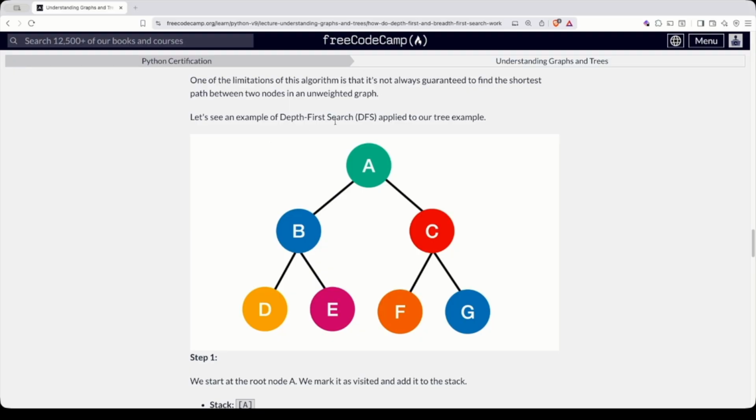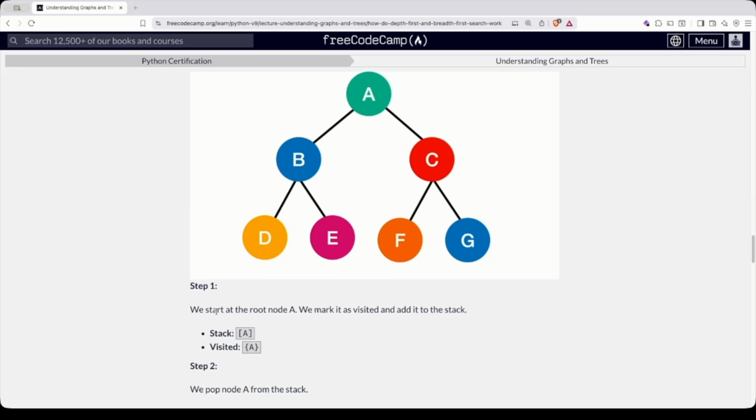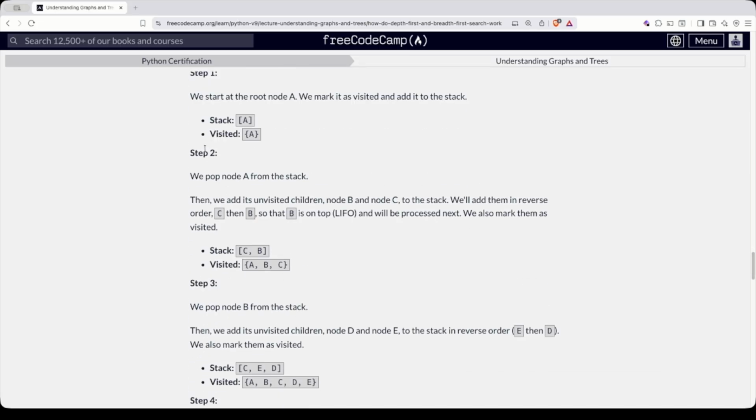Let's see how this depth first search will apply to our tree example. So step one, at the start of A, we're at node A, we mark it as visited and add it to the stack. Step 2, we pop A from the stack, then we add its unvisited children, B and C, to the stack. We'll add them in reverse order, C then B, so that B is on top, LIFO, and will be processed next. We also mark them as visited.